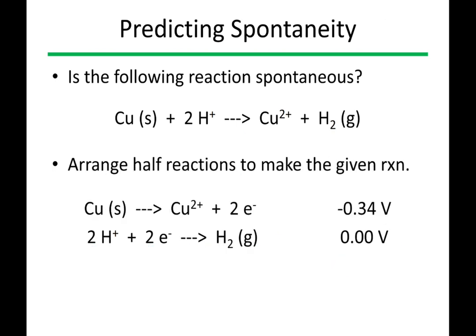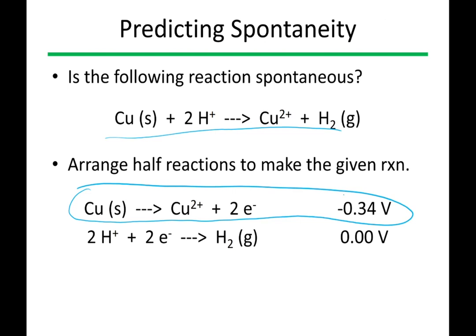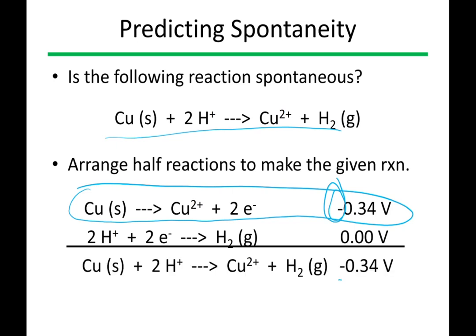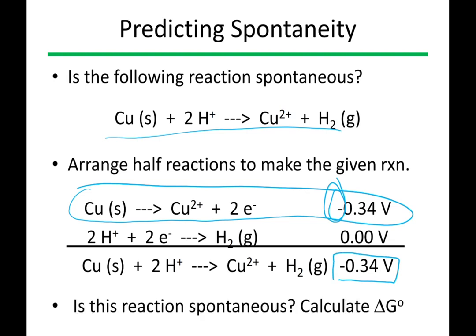In order to get them to add up to equal our actual equation, we'd have to reverse the copper reaction. And in doing that, we're going to change the sign that we find on the table of standard reduction potentials. And then we can combine these two equations, combine the potentials, and get the overall potential for this cell. So will this be spontaneous? We can calculate delta G to know for sure, but we also know with a negative standard reduction potential, we expect this to be non-spontaneous.